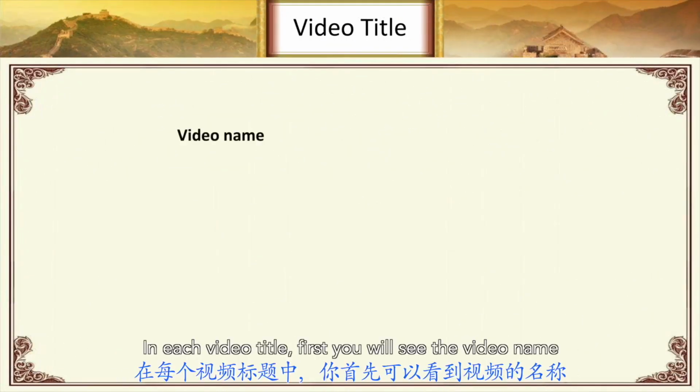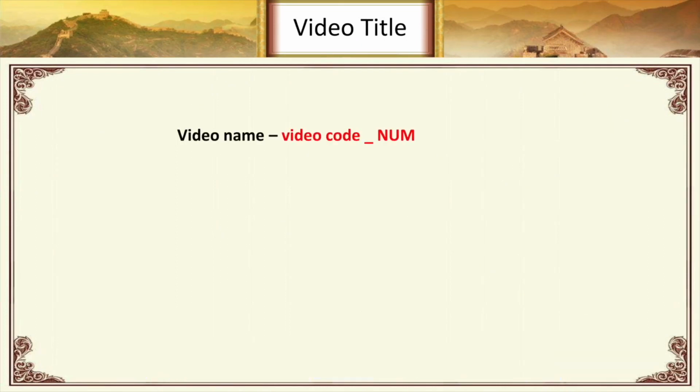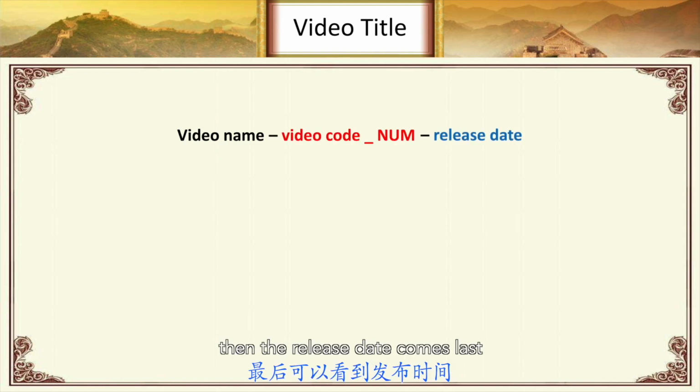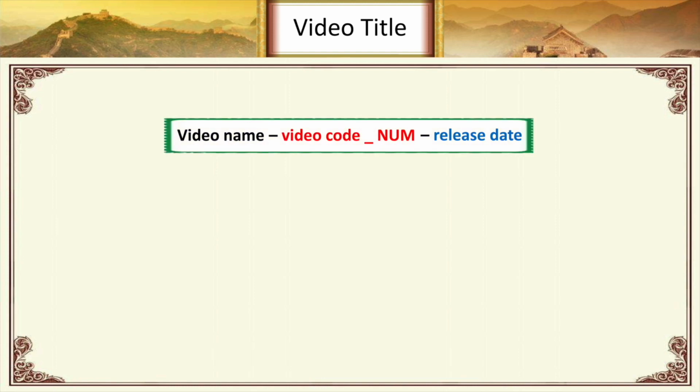In each video title, first you will see the video name. Then comes the video code with its order number. Then the release date comes last. So this is how a video title looks like.